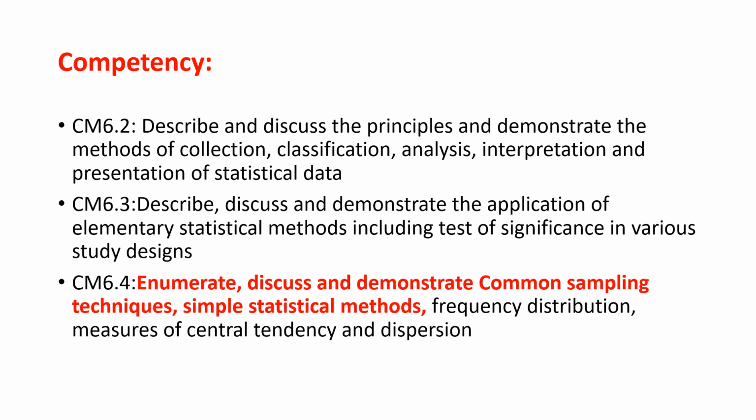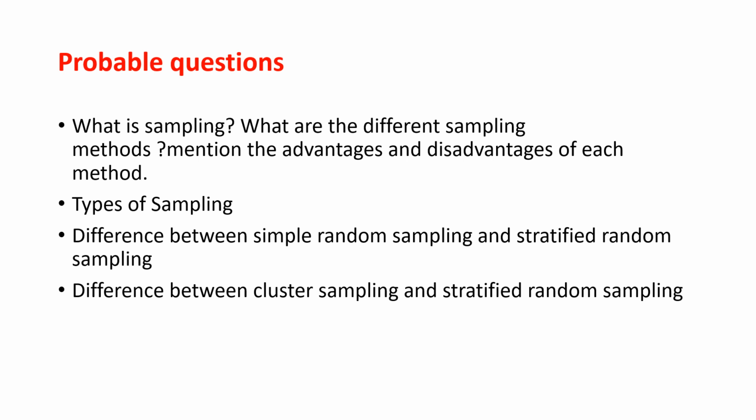So this particular part that we will be dealing with today belongs to the Competency CM 6.4, that is about the enumeration, discussion and demonstration of common sampling techniques. The questions from this sector may involve what is sampling, what are the different sampling methods, mention the advantages and disadvantages of each method in the form of a long question, or there may be short notes like types of sampling or just sampling, or difference between the different types of sampling.